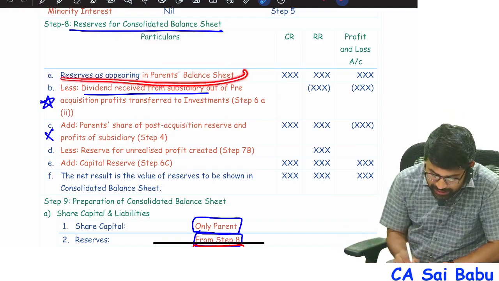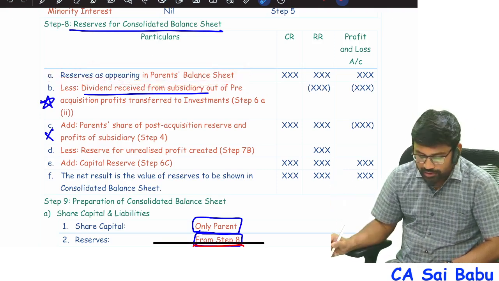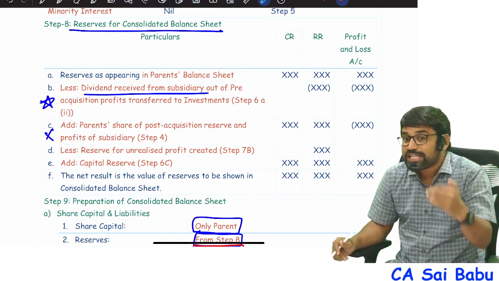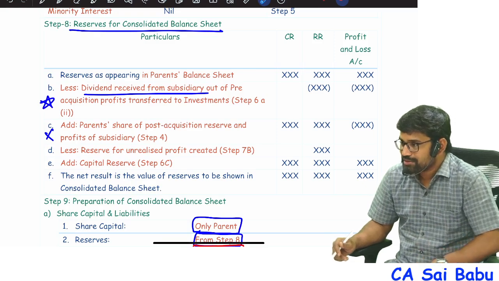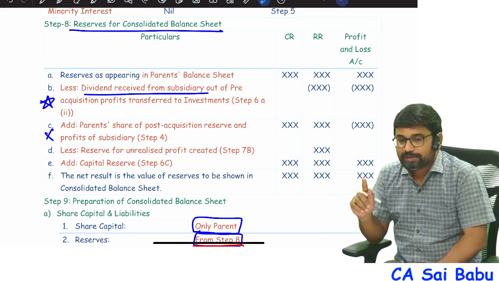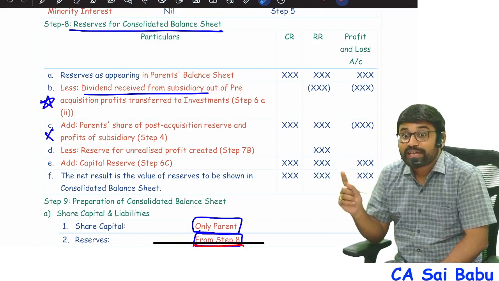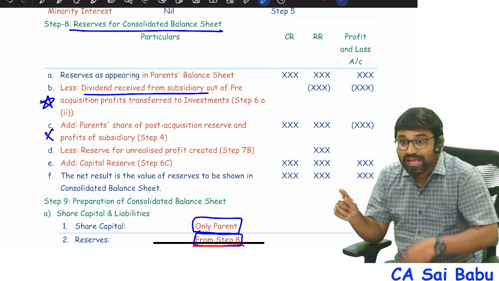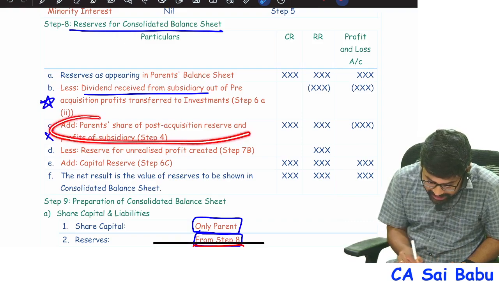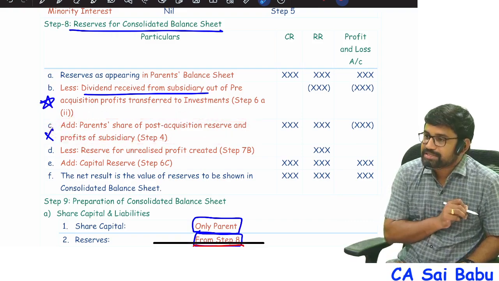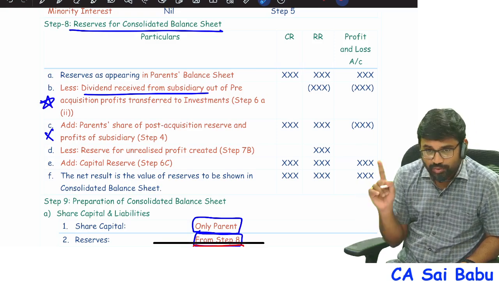Resource as appearing in the parent's balance sheet. Parent company resource you take. And tell me, till now what adjustments we have discussed relating to this. I will recollect one by one. First, parent company share in the post acquisition profits of subsidiary will be added. Correct? See this. Parent company share in the post acquisition reserves and surplus. Step 4, sorry, apportionment. One adjustment.